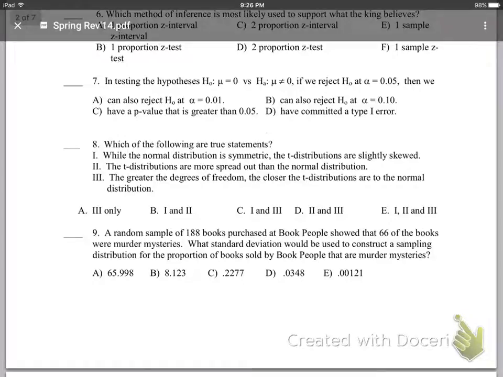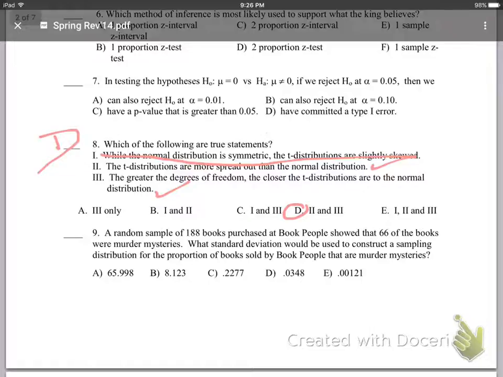Okay, problem number 8. Which of the following are true statements? The normal distribution and the T, no, they are not skewed. The T distribution has more spread, that is true. And the greater the degrees of freedom, the closer the T comes to normal, that is true. So it's 2 and 3, so the answer is D.